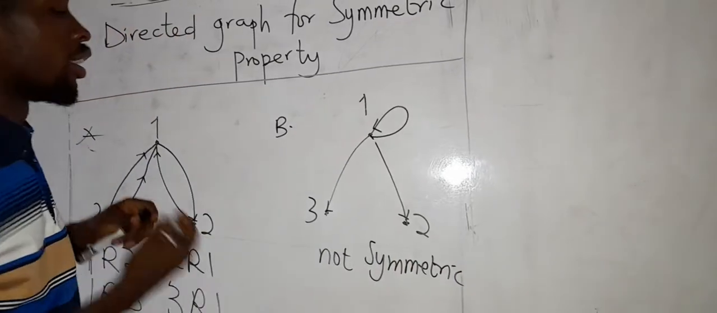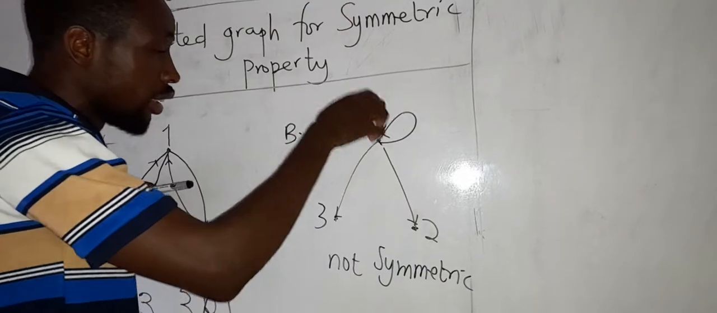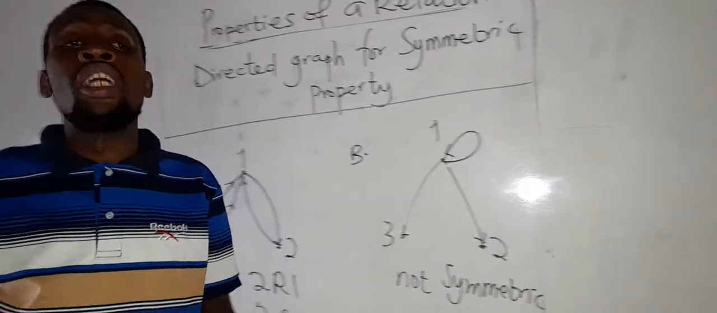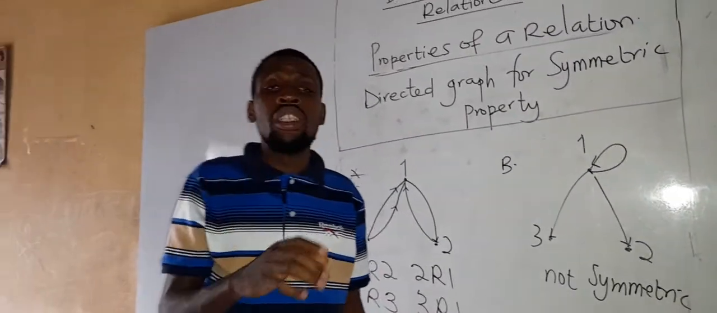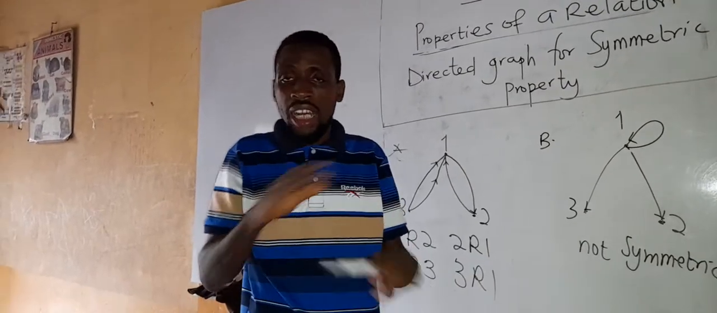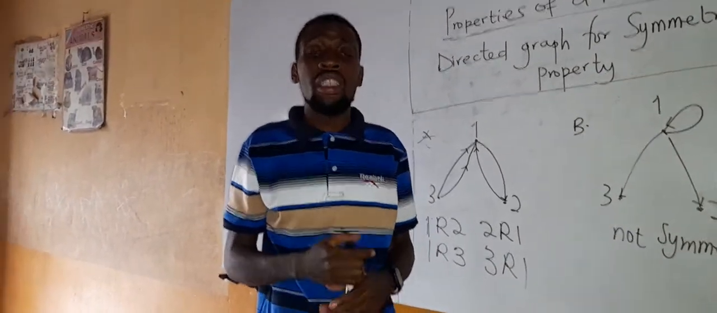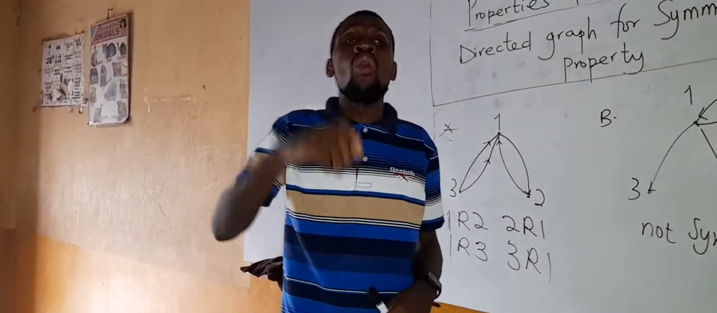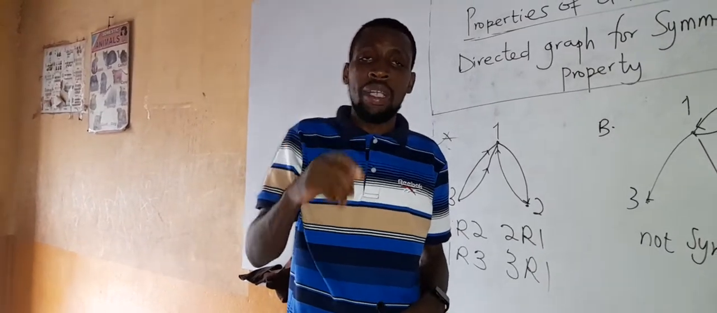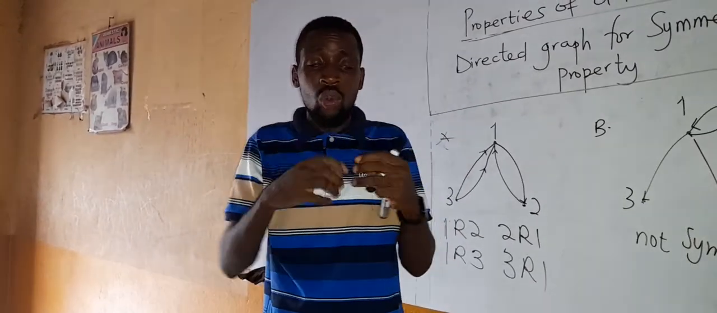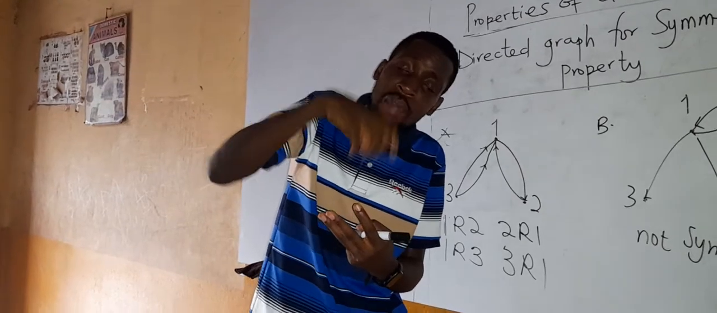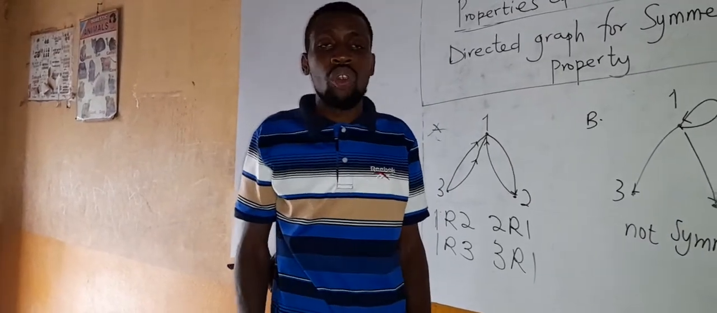I hope you get that. So if one relates to the other, the opposite must happen. If it does, then it has the symmetric property. If it doesn't, it does not have the symmetric property. Now the next thing is what the matrix of a symmetric relation looks like, and how we determine whether a matrix has a symmetric property or not.